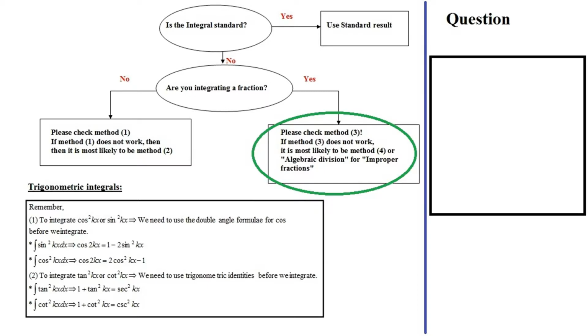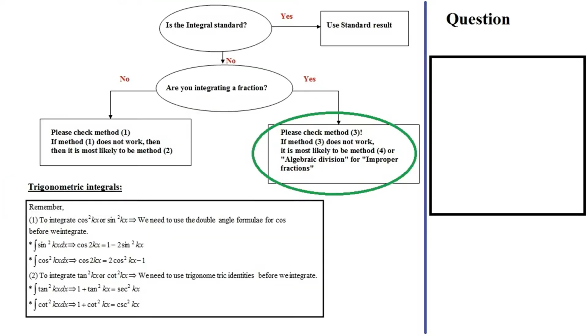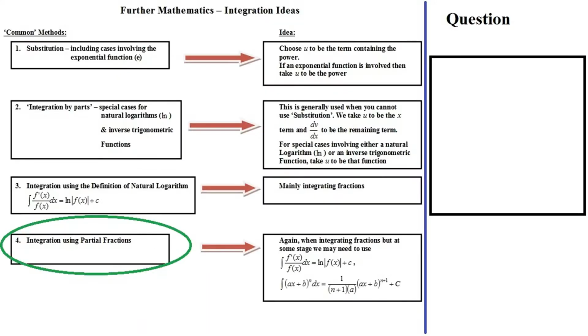Now, if you are integrating a fraction, check method 3. Now, if you go to the previous screenshot, method 3 is the method involving the integration of f primed x over f of x. Okay? And if that method doesn't work, so if method 3 doesn't work, it's most likely to be method 4. So if you go to the previous screenshot again, method 4 is partial fractions.